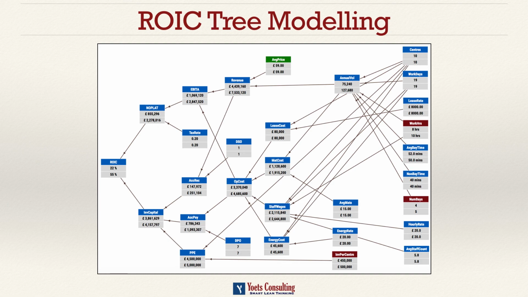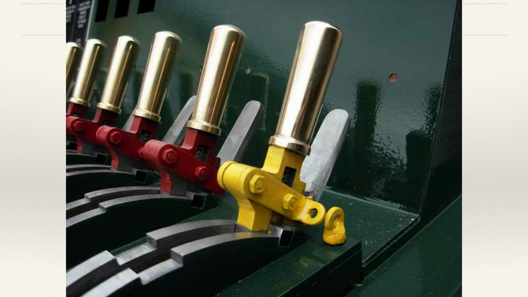But this is not all. This is just a start, right? What we then do is find out the levers that will help you increase the ROIC. What are the levers that you really need to move in your operations that will make a significant difference? And how do we find these levers? By performing a sensitivity analysis.